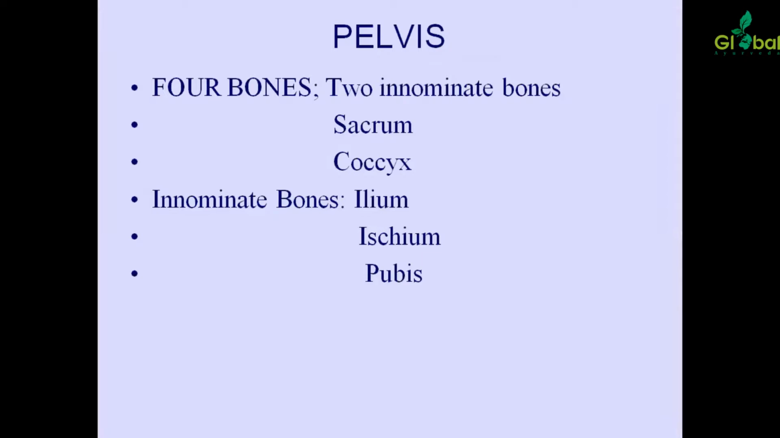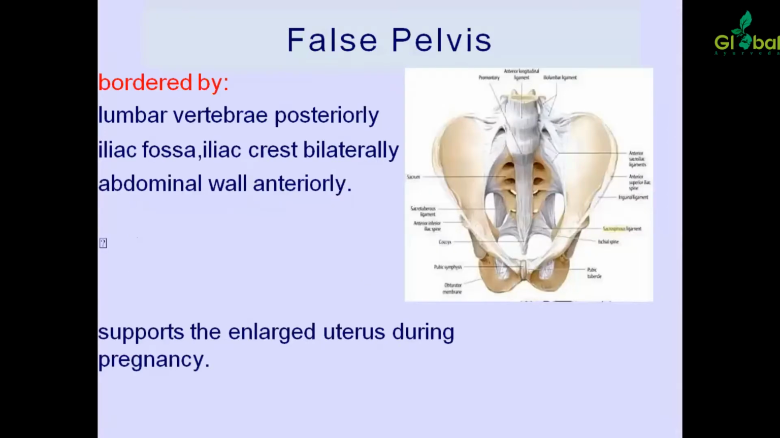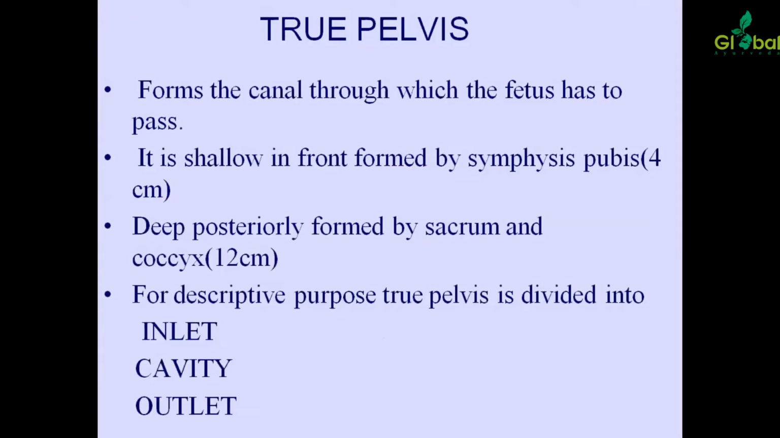Then, the pelvis consists of 4 bones: 2 innominate bones, the sacrum and the coccyx. And the innominate bone consists of ilium, ischium, and pubis. Then the false pelvis and true pelvis. The false pelvis supports the enlarged uterus during pregnancy, and it is bounded posteriorly by lumbar vertebrae, anteriorly by the abdominal wall, and laterally by the iliac fossa and iliac crest.